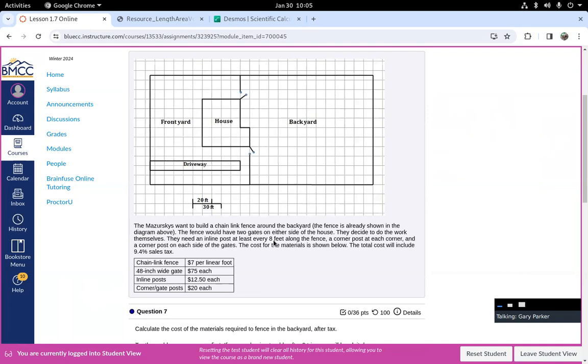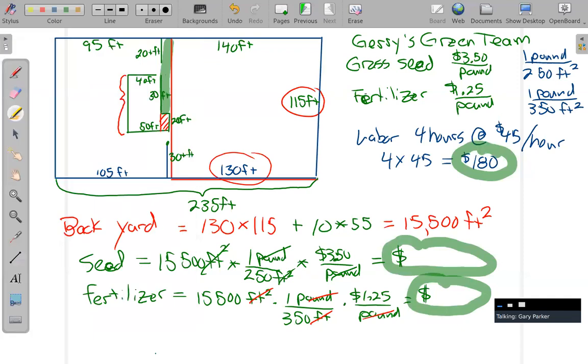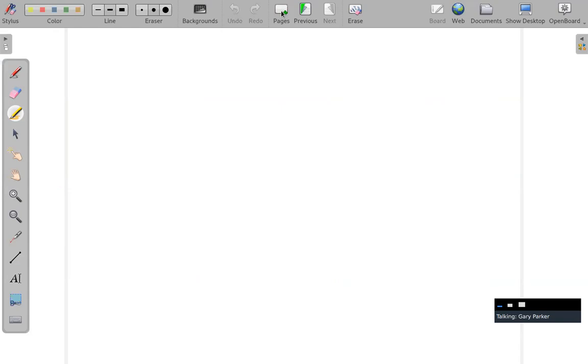Next, we want to build a chain link fence around the backyard. The fence is already shown in the diagram above. This is just around the backyard. All right, so I need to redraw that, and I'm just going to rough that out. New page, so chain link fence part. Again, if your picture of the yard is getting messy, feel free to redraw it or just keep drawing over what you have.